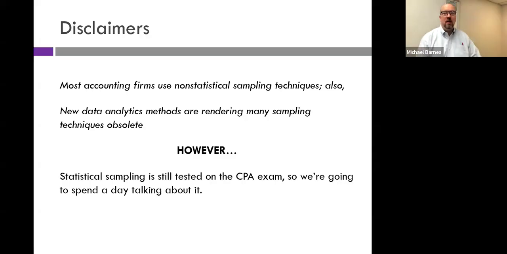It's also important to note that new data analytics methods increasingly are starting to render sampling obsolete. The idea being that if we can test the entire population of items, there's no point in sampling. We get all of our assurance.